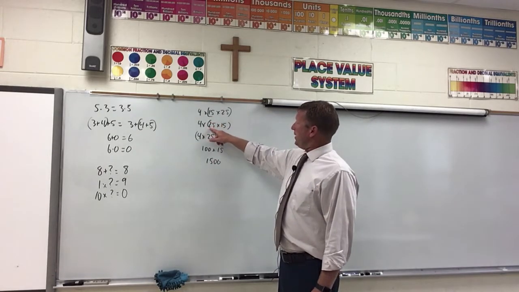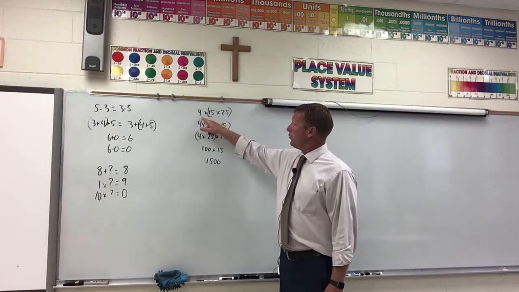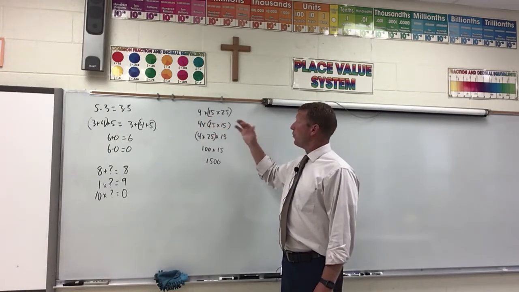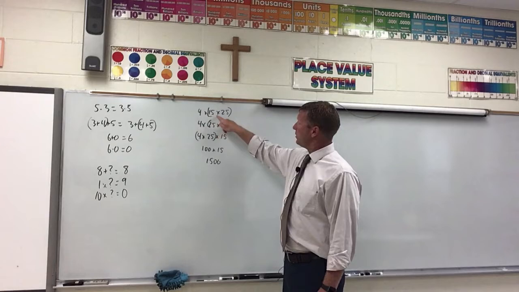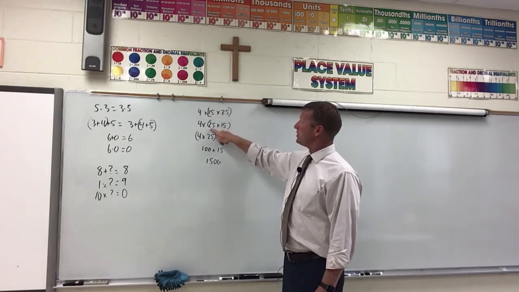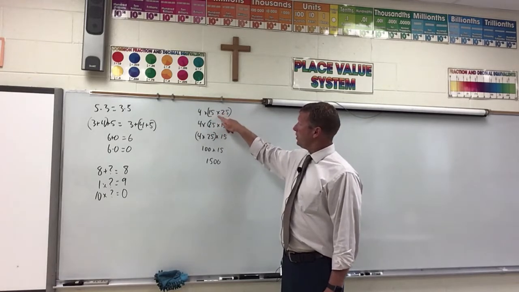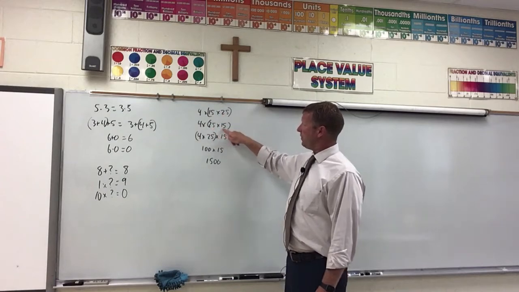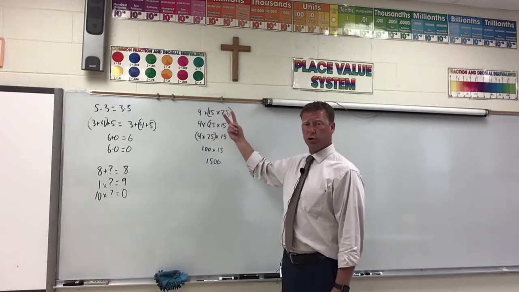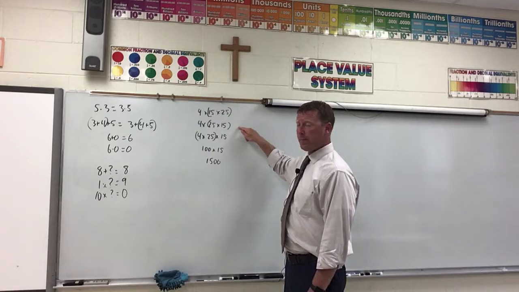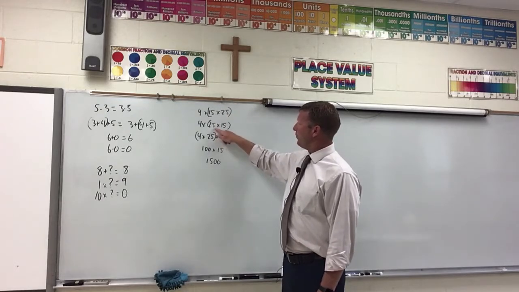So the first thing we did is we switched the order. I don't like to do 4 times 15 first. I like to do 4 times 25 first. So I switched inside the parentheses the order. It was 15 times 25. Now it's 25 times 15. What allowed me to switch the order? Commutative property.